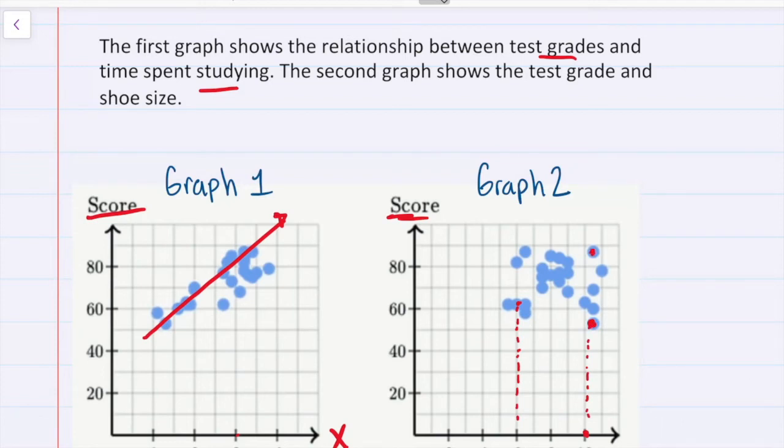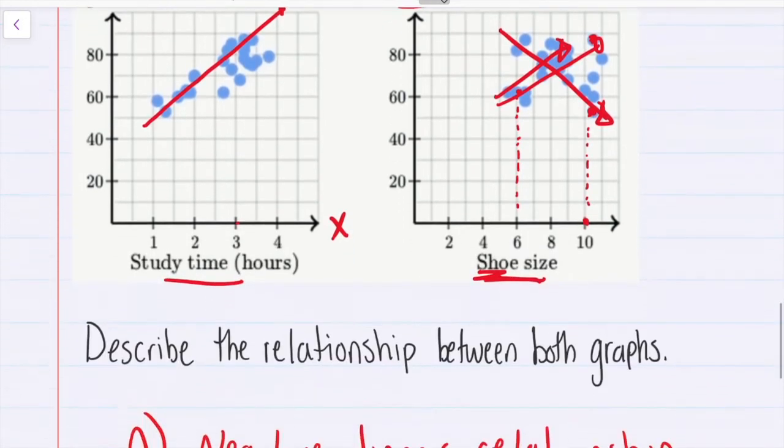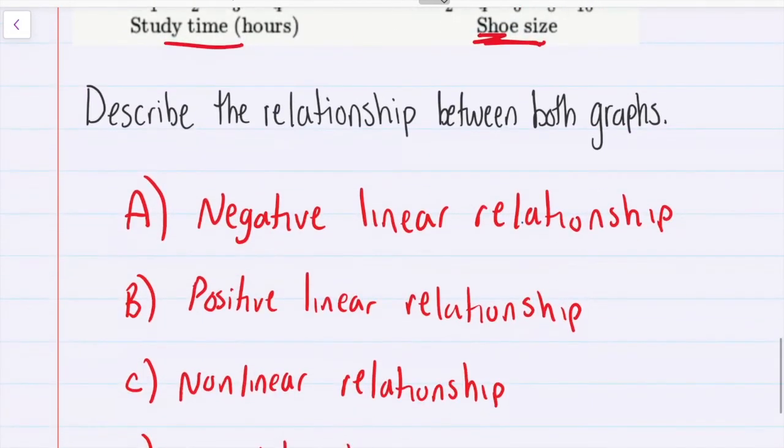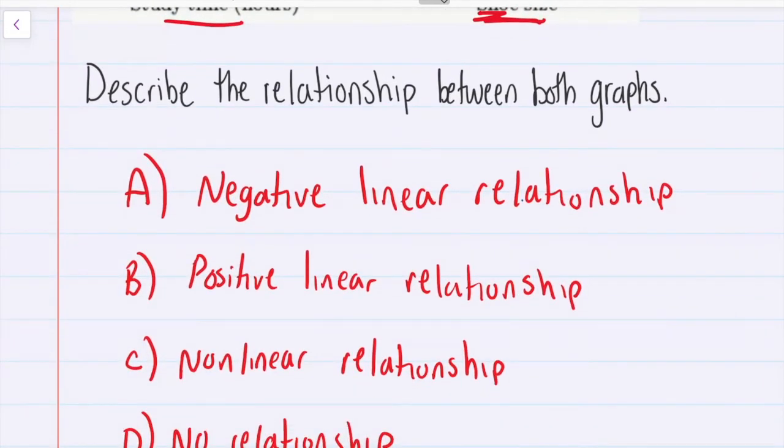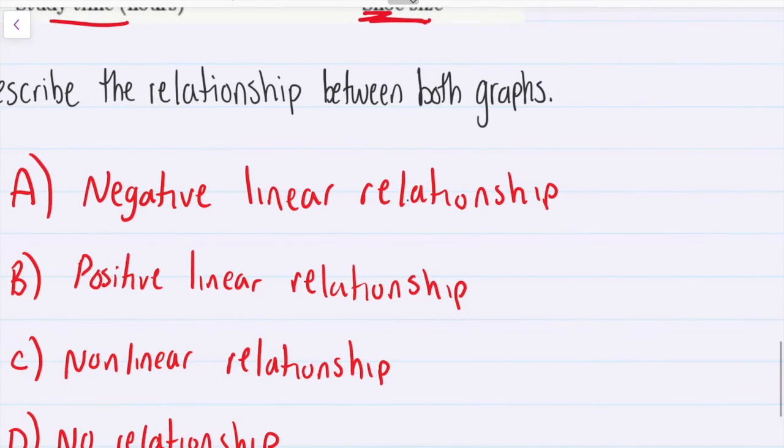Notice how different it is based on shoe size. And can you draw any kind of straight line connecting most of these points? Not really. They're all over the place. So with that in mind, let's see what kind of relationship these could have. Well, look at the first one. A negative linear relationship. This goes hand in hand with slope.